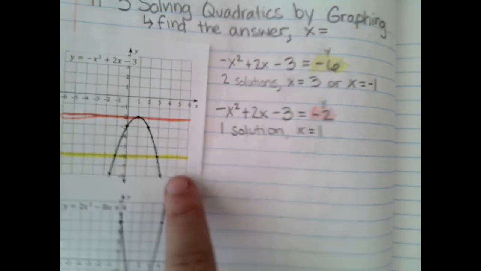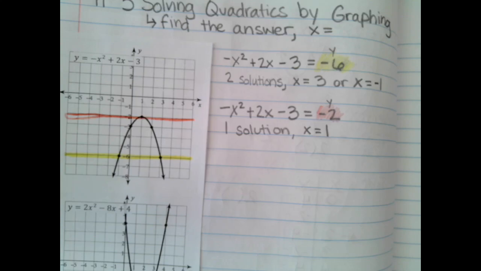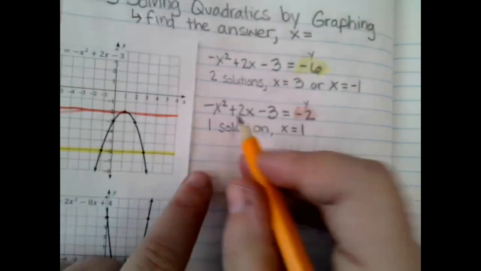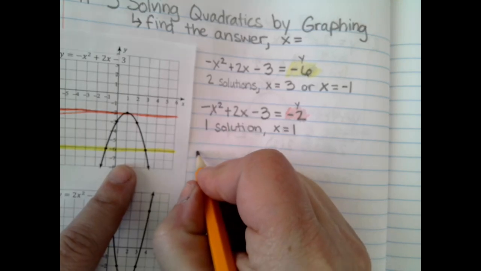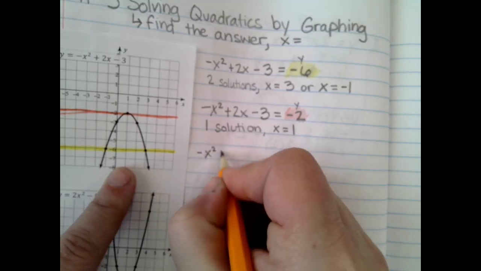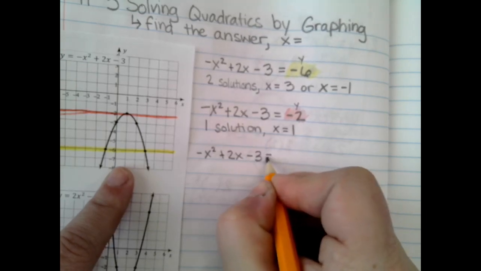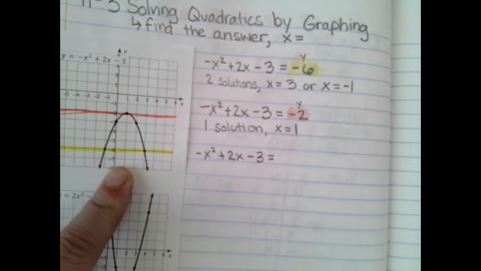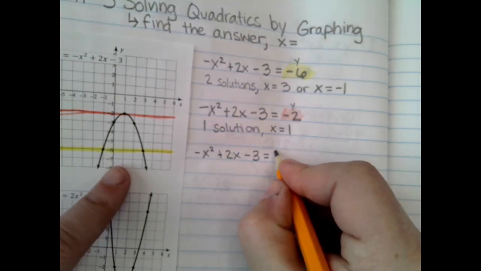All right, last one for this graph. So again, we're going to start with the same thing because it's the same graph. We're not switching graphs yet, so it's going to start with negative x squared plus 2x minus 3. So remember, this is the problem. You're not making that part up. And this time we're going to say equals 1.